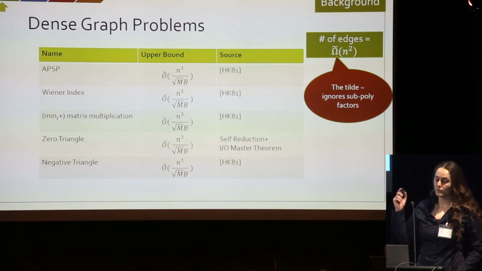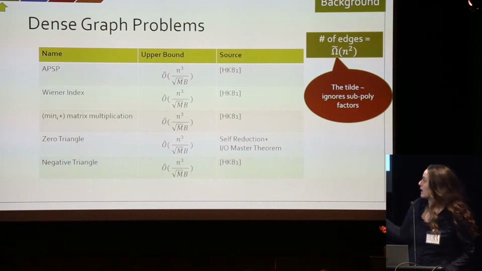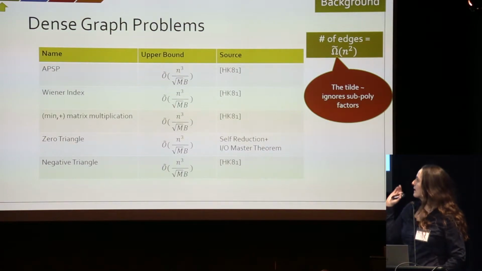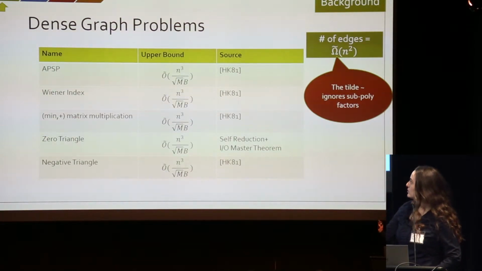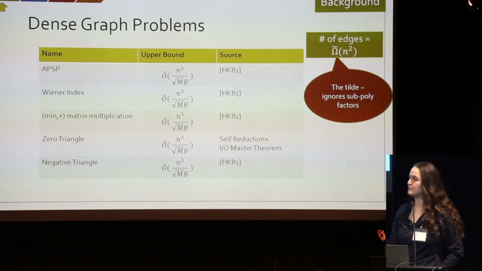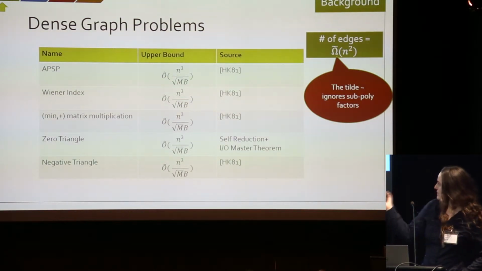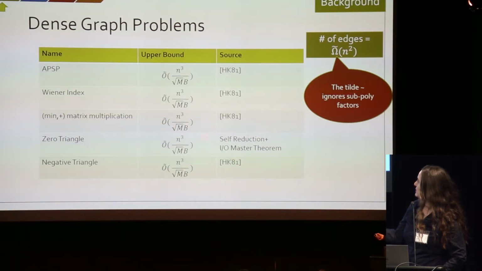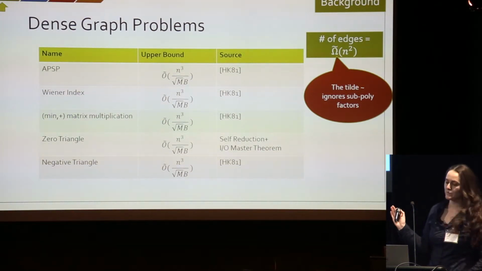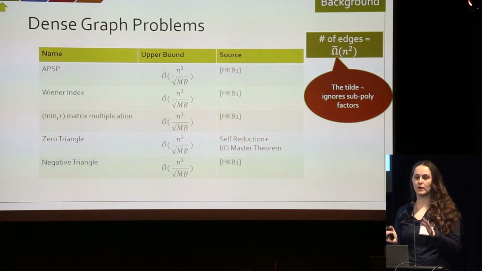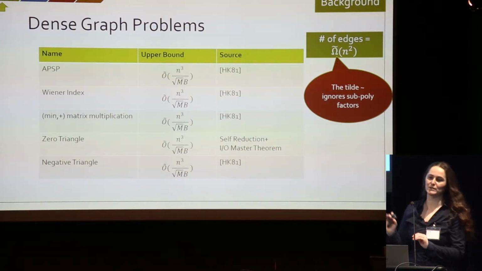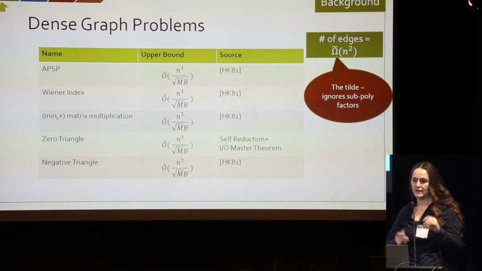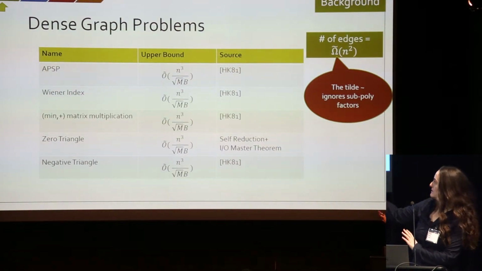So there's a whole host of dense graph problems and min plus matrix multiplication, which can be used to solve them. And all of these algorithms run in n cubed over square root of M B time. This might initially seem a little mysterious, but the key here is that these running times basically all come from the fact that if you take one of these problems and solve it with min plus matrix multiplication, that has a nice self-reduction. And then once you apply the IO Master theorem, this is exactly the number you get out.